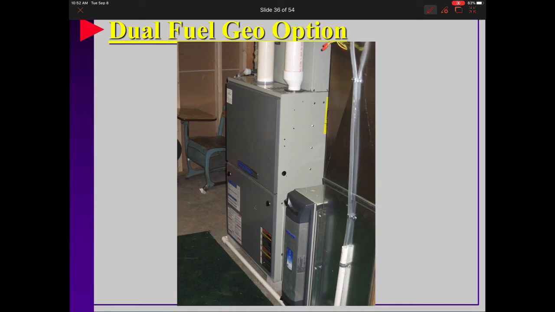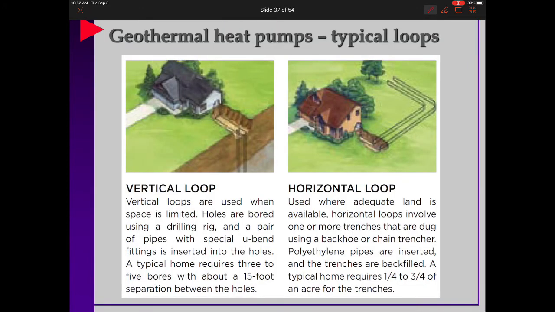So this is a very typical application in, let's say, the colder climates, where we'll have a fossil fuel furnace as the secondary source, and then we'll use the geo first until you get down to the 25 degrees, 30 degrees in that typical.